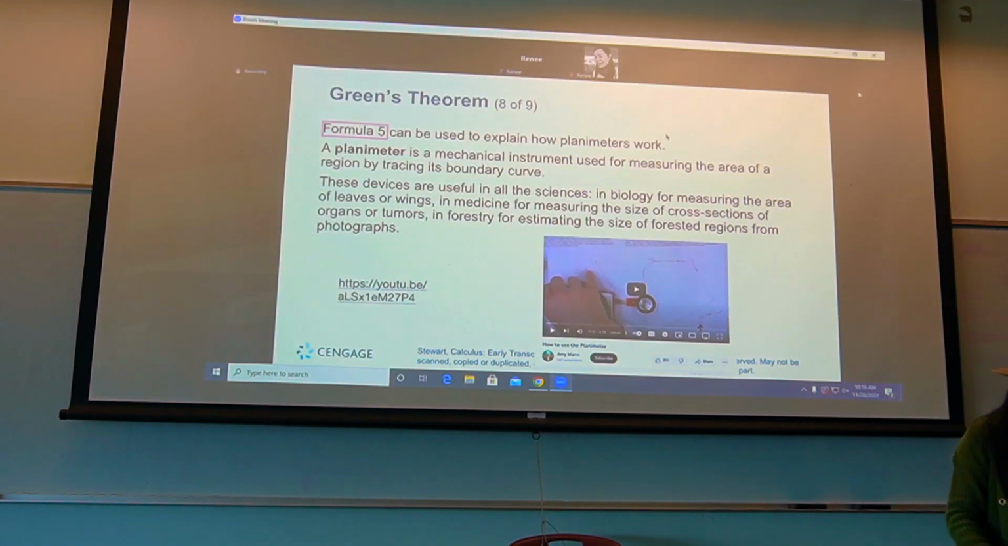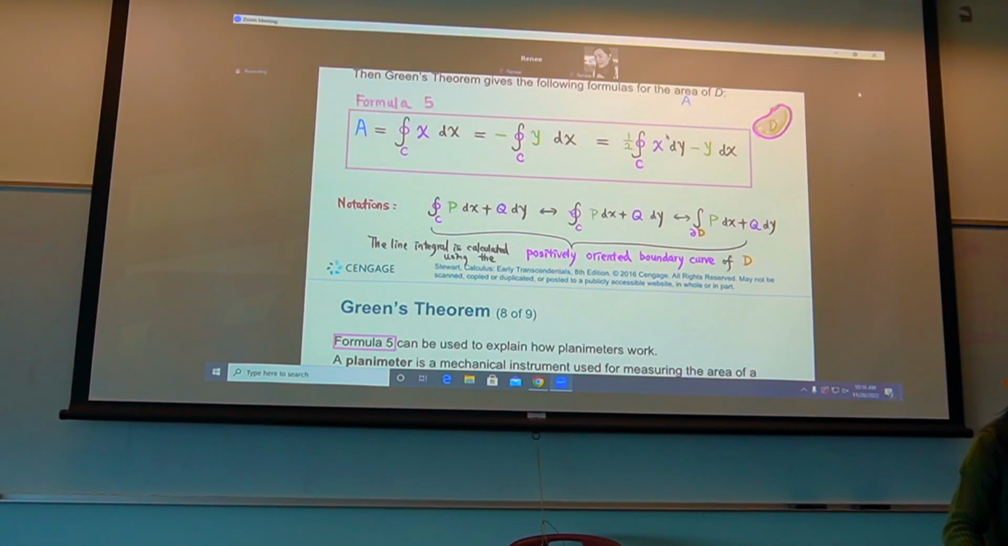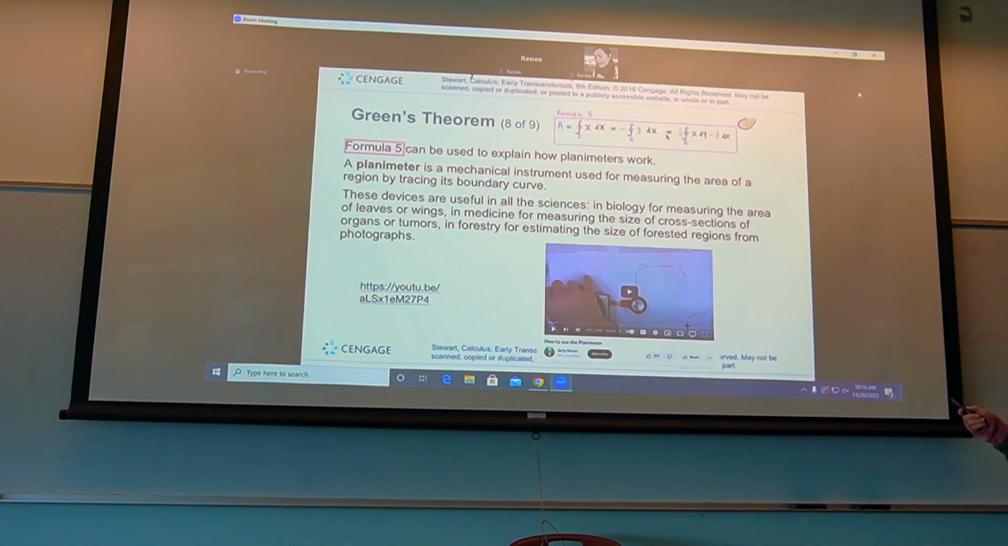So that formula we just have, this formula 5 over here, is the formula I use to explain how planimeters work. Okay. Can I ask someone to read this paragraph? Mia, could you read this paragraph from here to here? Formula 5 can be used to explain how planimeters work. A planimeter is a mechanical instrument used for measuring the area of a region by tracing its boundary curve. These devices are useful in all sciences. In biology, for measuring the area of leaves or wings. In medicine, for measuring the size of cross-sections of organs or tumors. In forestry, for estimating the size of forested regions from photographs.